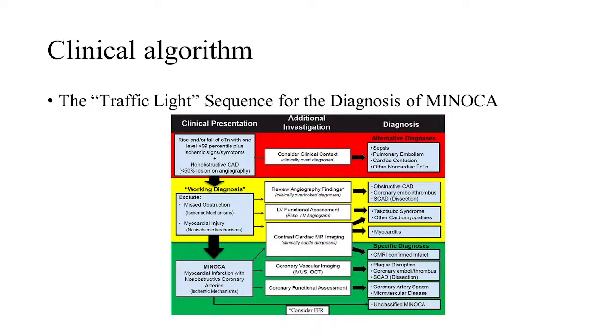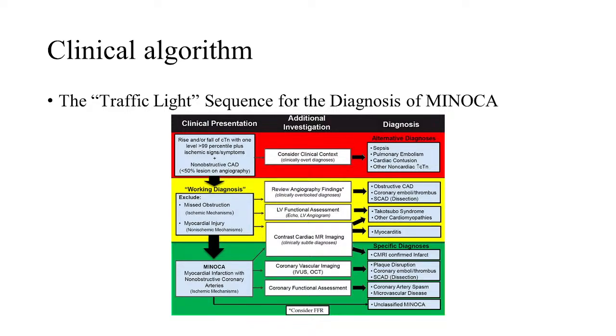Initially we came to this diagnosis because the patient is having a rise and fall of troponin of more than 99th percentile plus ischemic chest pain, and the patient is not having an obstructive CAD on the angiography, which the patient might have had earlier. You need to think about alternative causes of elevated troponins, which could be sepsis, PE, or any cardiac trauma, or other non-cardiac causes, like your type 2 MI causes, such as supply-demand mismatch because of anemia or hypertension.